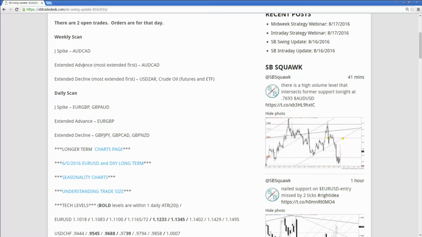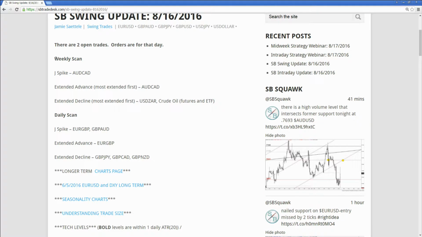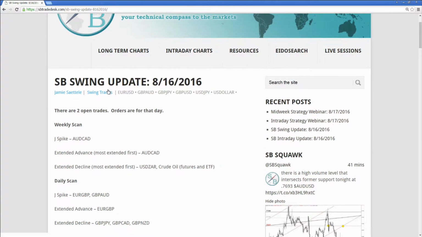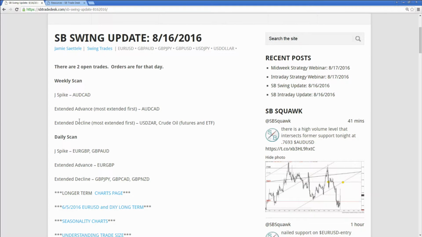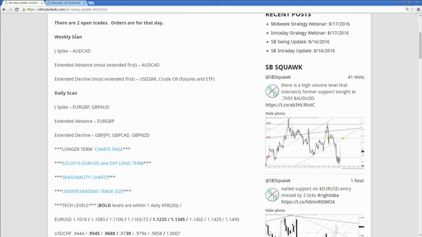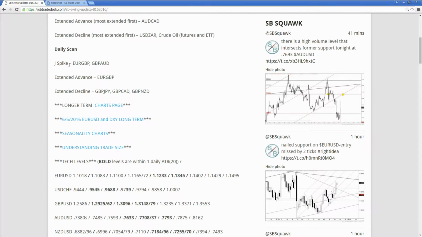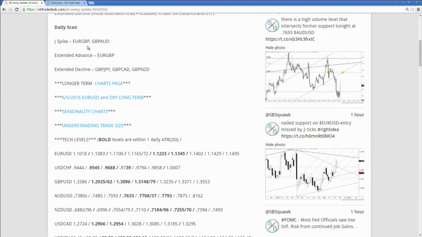You've got the scans. Okay, now I could do a whole video on the scans, but for now, just understand that you can read about scans and what all this stuff means in the resources page. Okay, but you've got scans for the daily and the weekly time periods listed here. So weekly, you can see Aussie CAD has made a reversal, extended advance, extended decline on, again, weekly basis, and then the same stuff on a daily basis. So this will change daily.